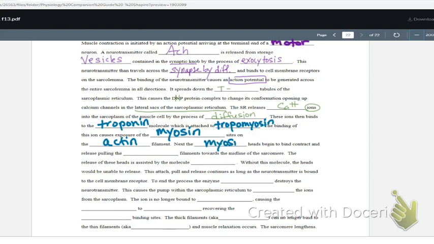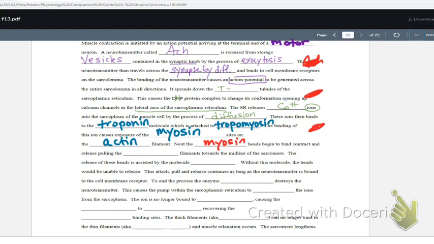For some reason I feel the need to switch colors here because it's a new action. First we got our acetylcholine, that was one color, then that releases calcium, that was another color, that travels to troponin, that's another effect, which gets the myosin.